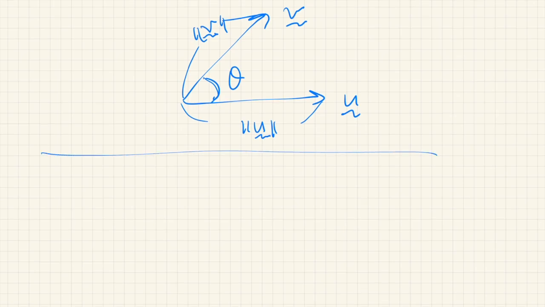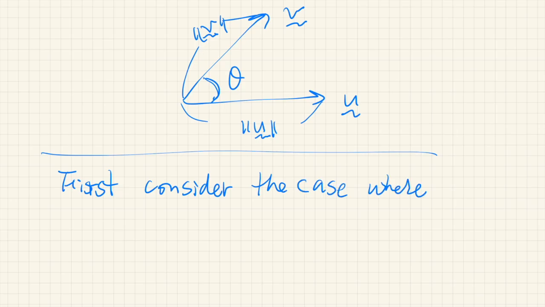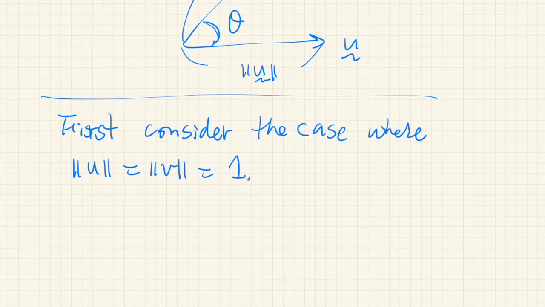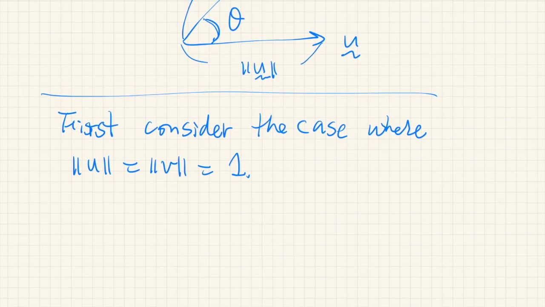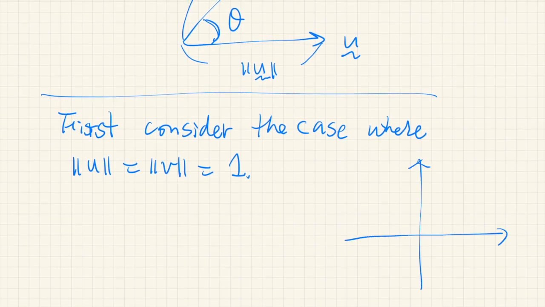First, we consider the case where u and v are unit vectors. Okay, first consider the case where the norms of u and v are both equal to 1. So they are unit vectors. Then, in that case, as we have seen before, these vectors are on the unit circle, right? So let's say unit circle centered at the origin. Okay. Let's say this is u and this is v.